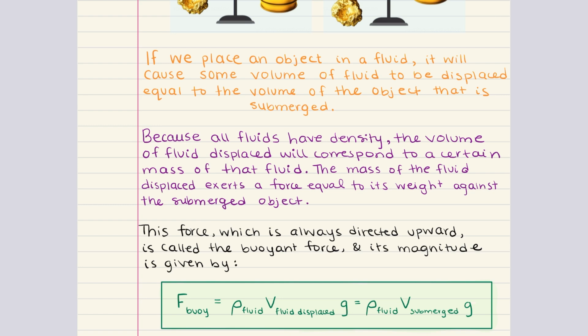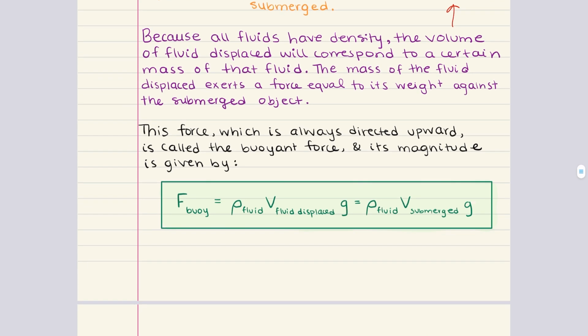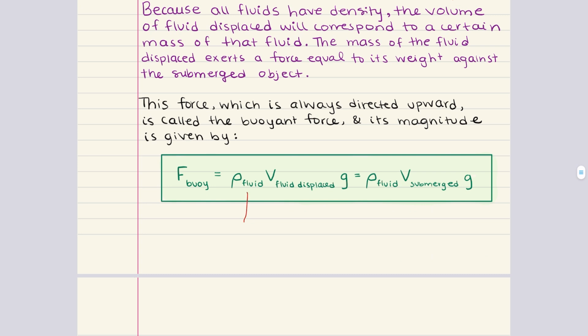The water that is displaced exerts an upward force against the object. This upward force is what we call the buoyant force. Now, the magnitude of this force depends on the density of the fluid, the volume of the fluid displaced, and the acceleration due to gravity. And so it can be described mathematically.